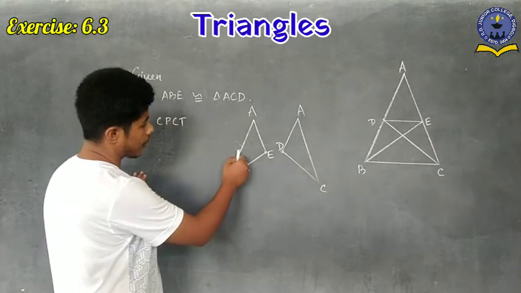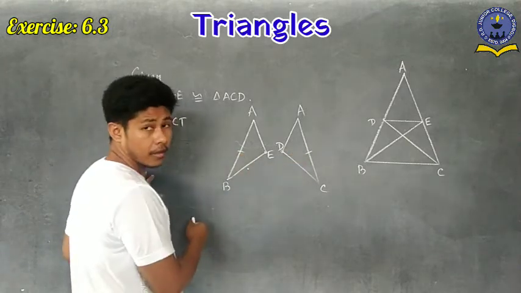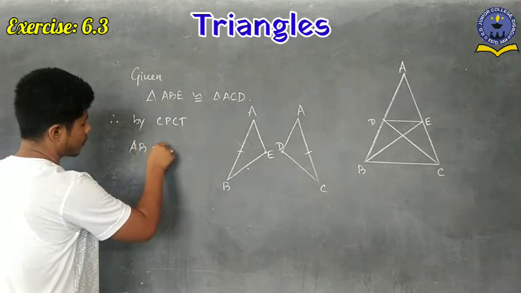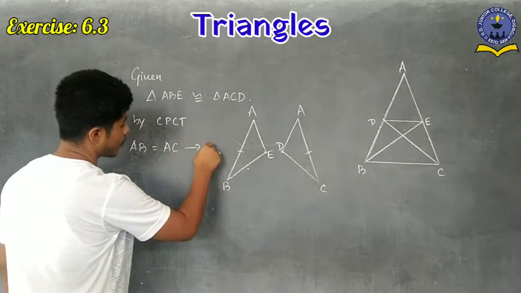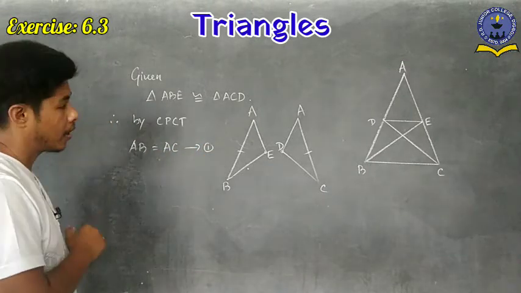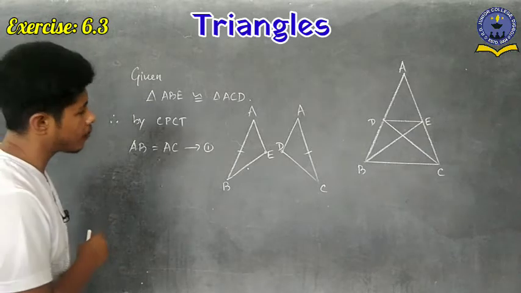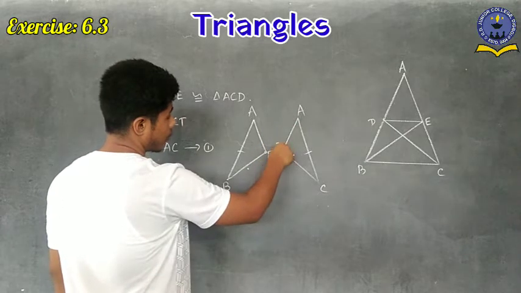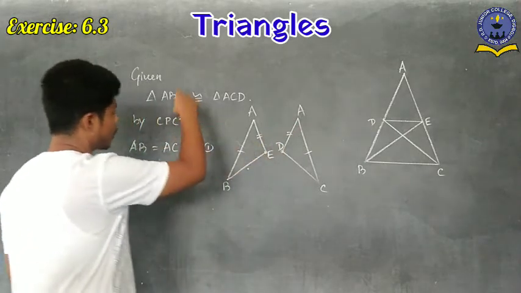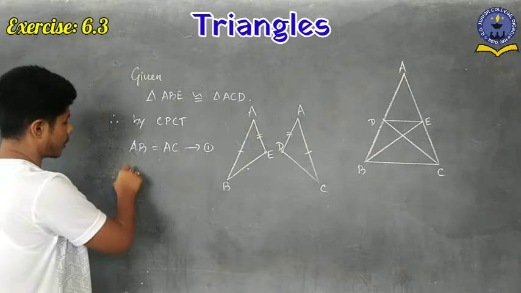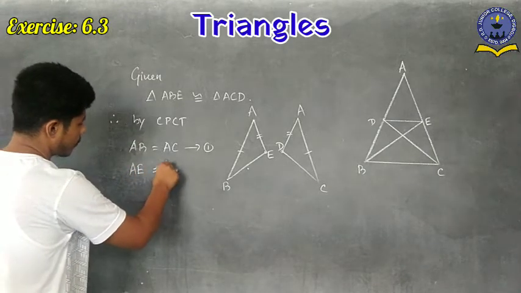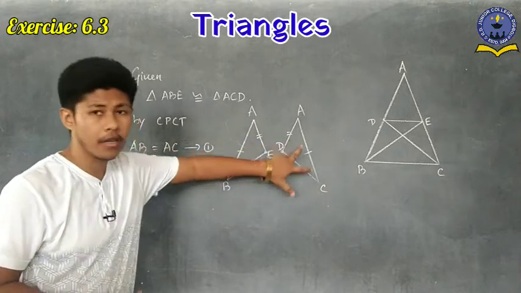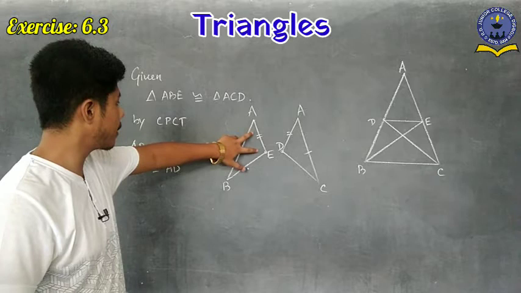If these two triangles are congruent, by CPCT their corresponding parts are also equal. So easily we can say here this AB is equal with AC, isn't it? So first of all we have to write AB is equal with AC, and we put this as equation number 1. First thing. Is it clear? Similarly, the second one, if you see here, this corresponding side AE is equal to AD, so easily we can say because these two are congruent, by CPCT also we can say AE equals AD. Is it clear? So the first one is AB equals AC by CPCT, and the second one we have to write is AE equals AD.